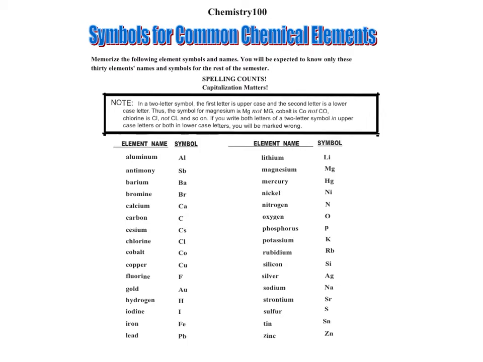You do not need to know where they're at in the periodic table. You don't have to know any of the numbers associated with it at this point. None of those things are going to be memorized. At this point, you just need to know how to write the name correctly, how to write the symbol correctly, and that those two go together.